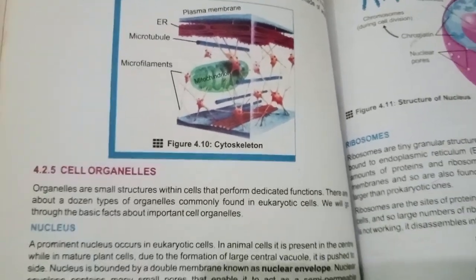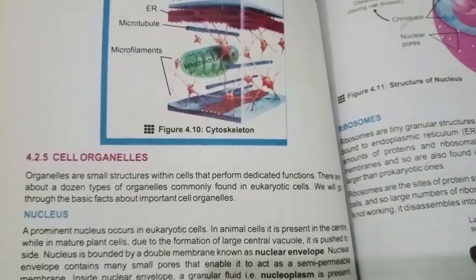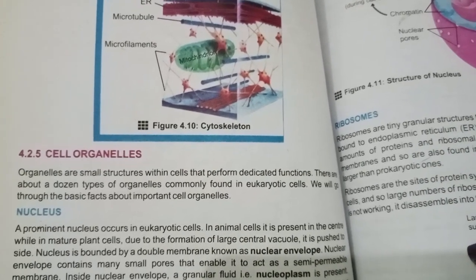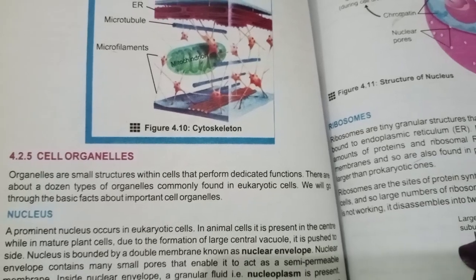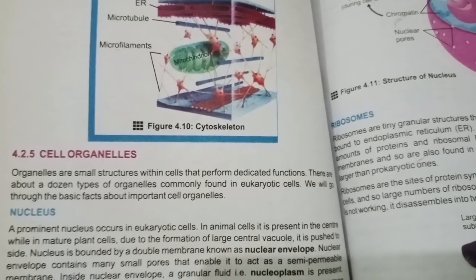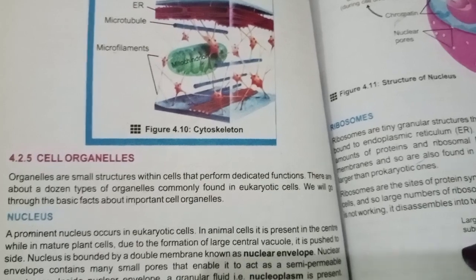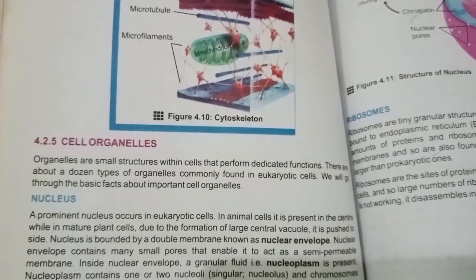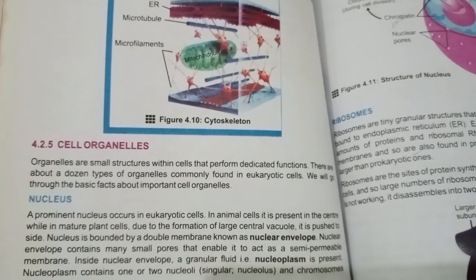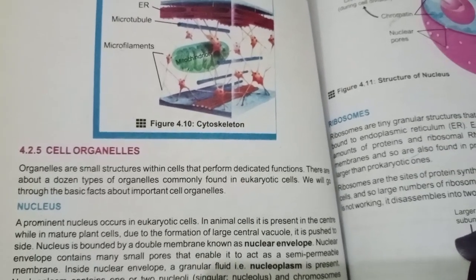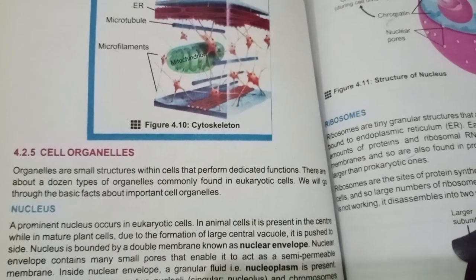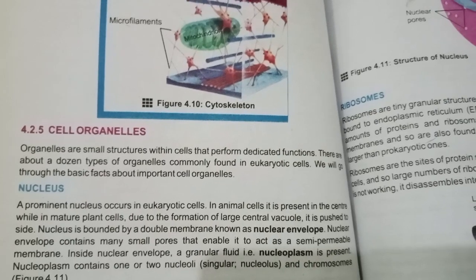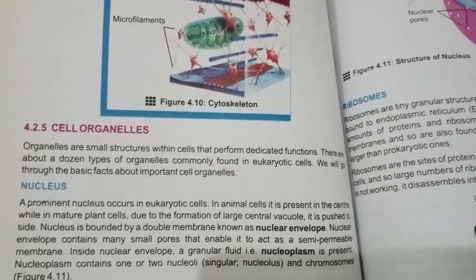The first organelle that we discuss in this topic is the nucleus. A prominent nucleus occurs in the eukaryotic cell. In animal cells, it is present in the center, while in mature plant cells, due to the formation of the large central vacuole, it is pushed to the side. The nucleus is bounded by a double membrane, known as the nuclear envelope. The nuclear envelope contains many small pores that enable it to act as a semi-permeable membrane.